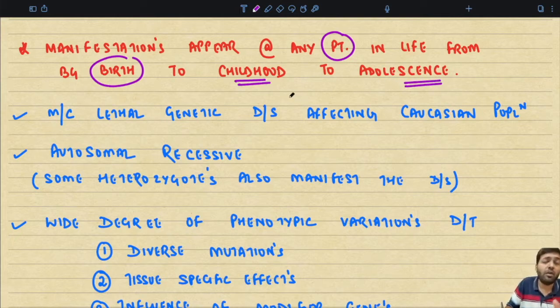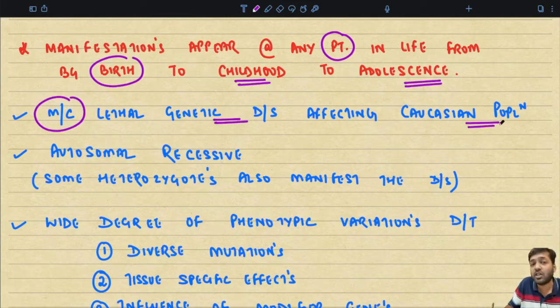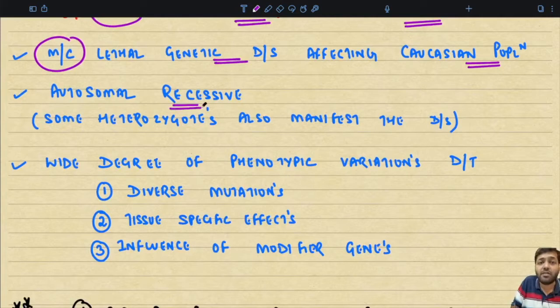Now remember that cystic fibrosis is the most common lethal genetic disease affecting the Caucasian population. It is an autosomal recessive disorder, but although it is a Mendelian disorder, and although it is autosomal recessive, some of the heterozygotes carrying the CFTR mutation in one of the alleles also manifest the disease. So they do not follow the Mendelian pattern of inheritance completely. I will just repeat once more that it is an autosomal recessive disorder. Any autosomal recessive disorder manifests only in the homozygous state, but cystic fibrosis is one such autosomal recessive disorder that manifests even in the heterozygote state.